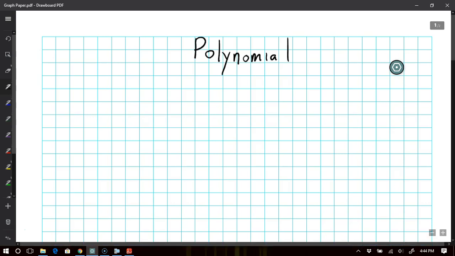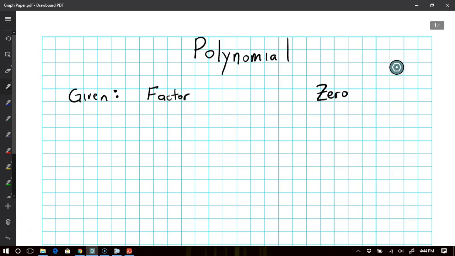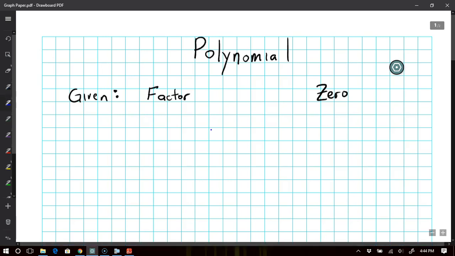And so after you're told the polynomial, you're going to be given one of two things. You're either going to be given a factor, or you're going to be given a zero. Those are the two different approaches that we're going to be using today. After that, it's generally the same idea: for both cases, you go forward using synthetic division.